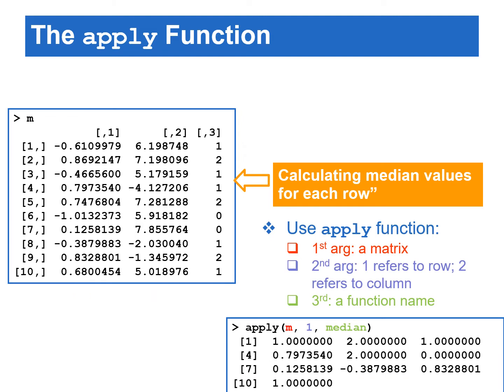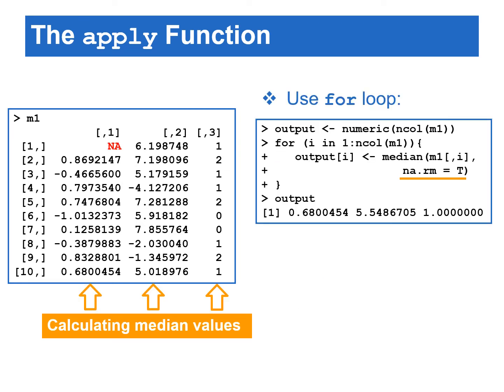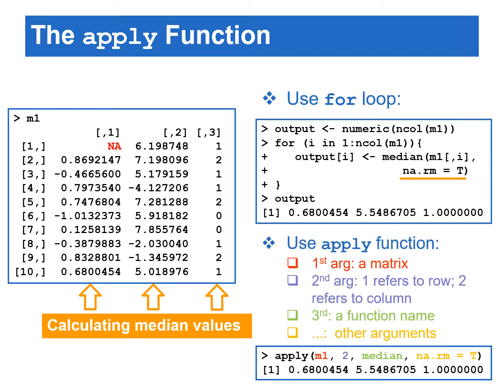If we specify 1 as the second argument, the operation will be performed at each row of the given matrix. In this example, I changed one value in the matrix to a missing value. To use any statistical function on a vector that contains missing values, we need to specify the na.rm option to true. If we are using the apply function, we need to specify the na.rm option to true as the fourth argument of the apply function.